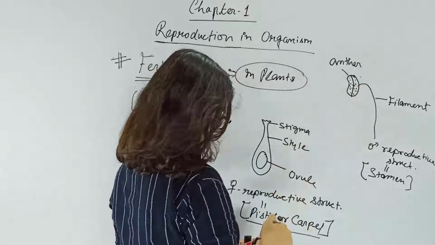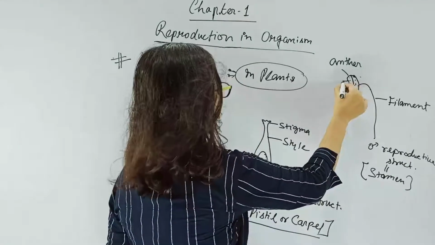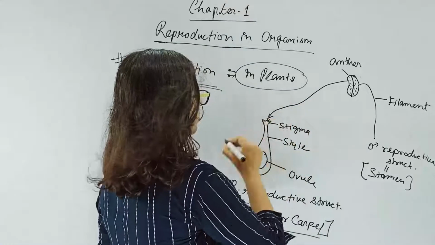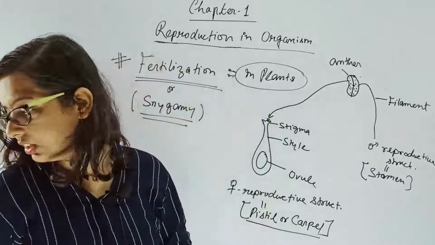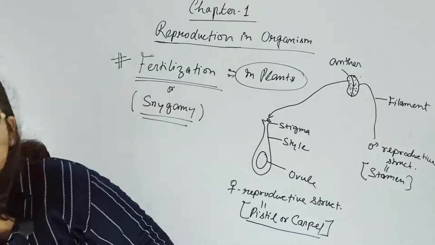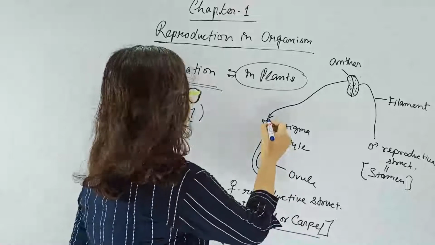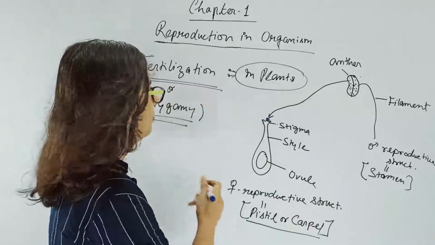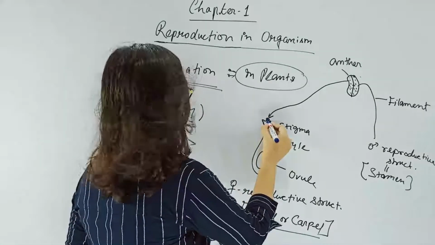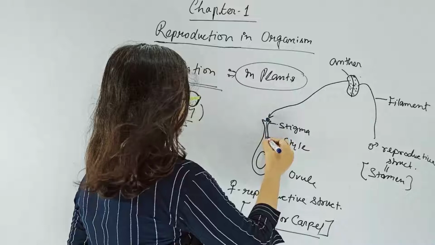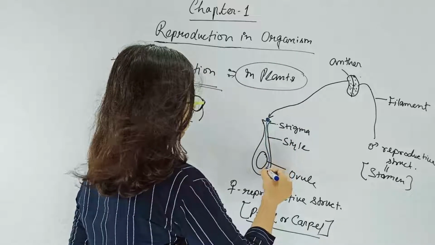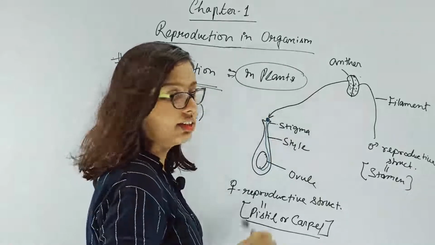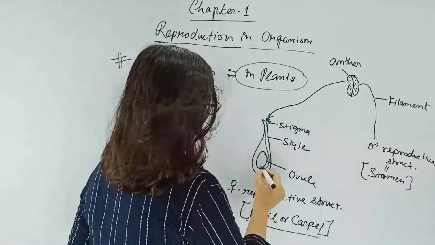So this pollen grain is transferred onto the stigma of the female flower or the female reproductive structure. So from here there will be pollen tube formation. This thing you are going to study in greater detail in the next chapter.